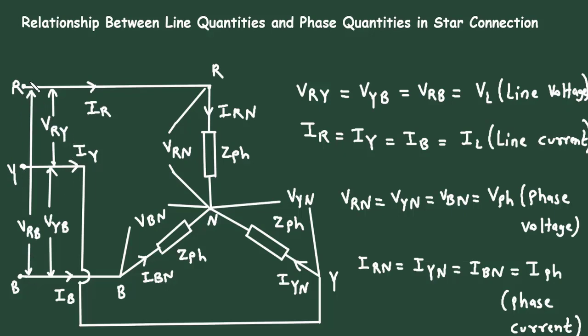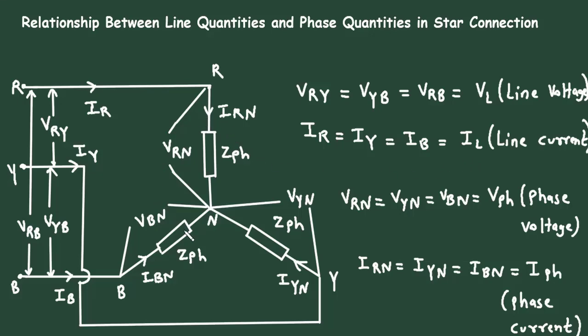The voltage between R and Y is VRY. The voltage between Y and B is VYB, and the voltage between R and B is VRB. These are called line voltages and are represented by VL. This IR, IY and IB, these are the line currents and are represented by IL.